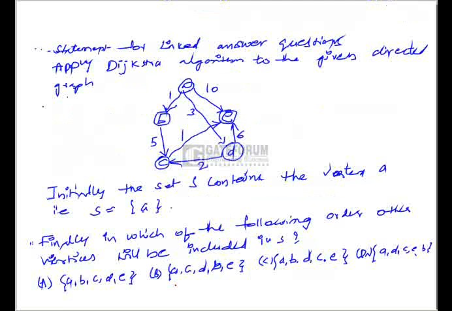Question: a directed graph is given. We have to apply Dijkstra's algorithm to find the shortest distance between pairs of vertices, and it is also given that S contains initially vertex A. This is the statement for linked answer questions. The given graph is the statement for linked answer questions. And in the first question, we have to find the order of the vertices in which they are included in S finally.